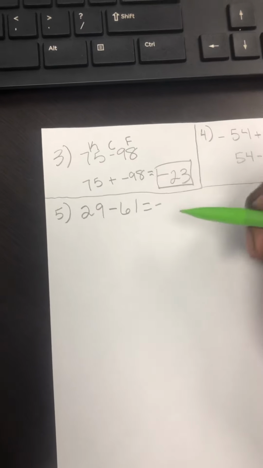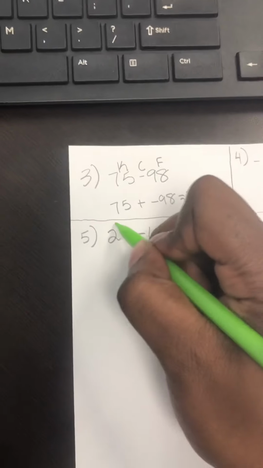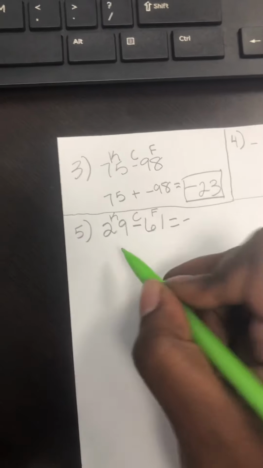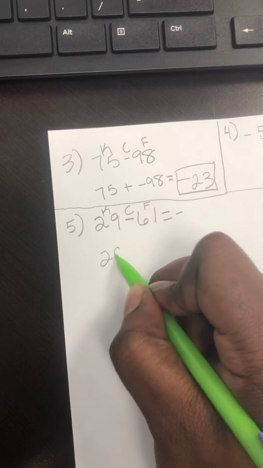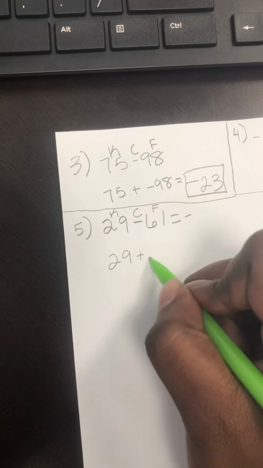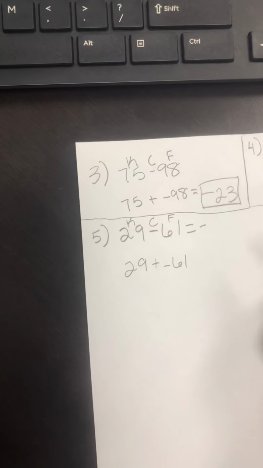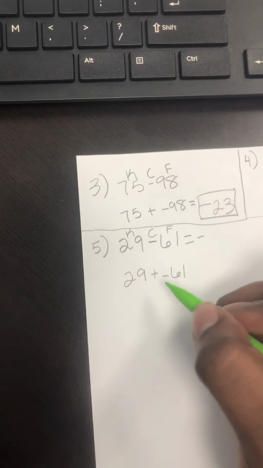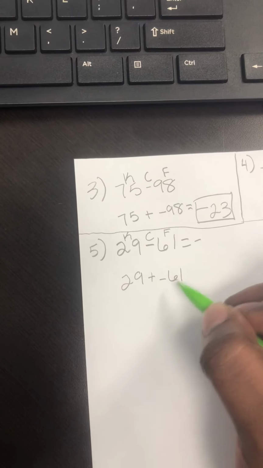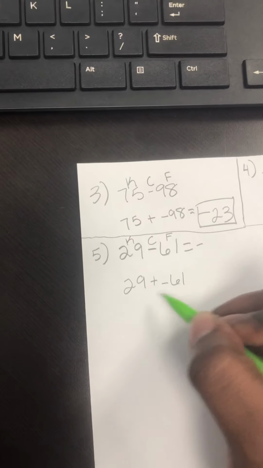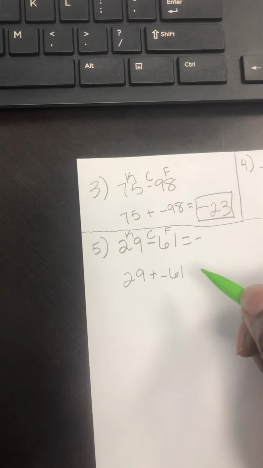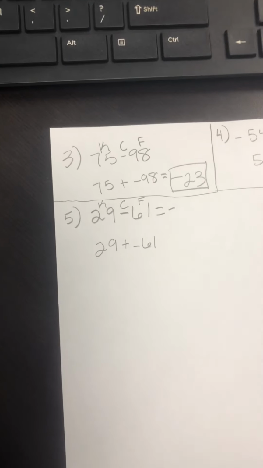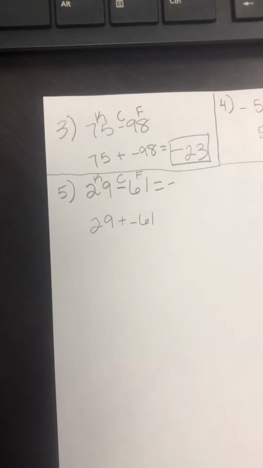Or you could do KCF, okay? So if we do KCF, that keeps, that changes, that flips. So whenever we rewrite it, it's 29 plus negative 61. Then after that, we just go by our rules of addition, okay? Whenever we're adding with integers, we have to notice that we have different signs. So if we have different signs, that means we're going to have to subtract, okay? So go ahead, tell me what that answer is, and I'll see if y'all are right.